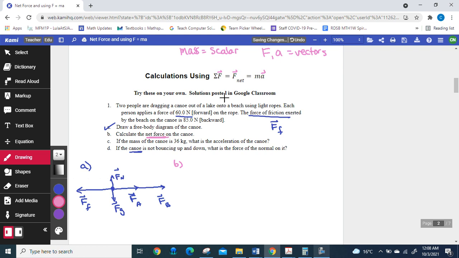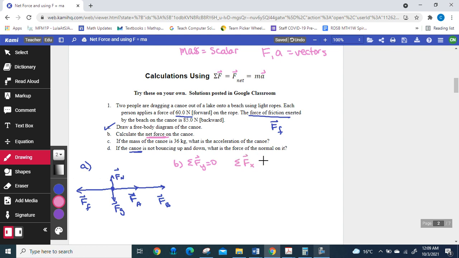B. Calculate the net force on the canoe. Well, there's no information for up and down. We're going to assume that this thing is only going sideways, so we're going to assume that the sum of my forces in the y direction is 0. So we're going to assume that there's no vertical motion.